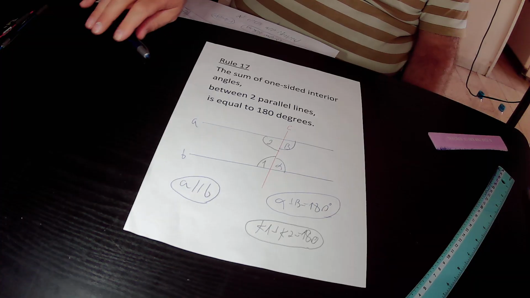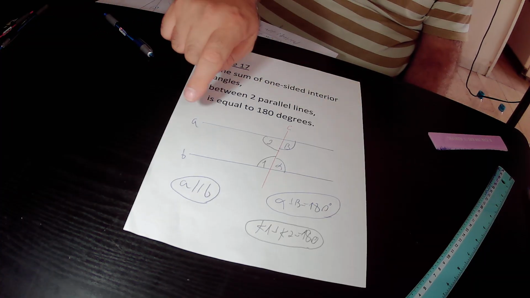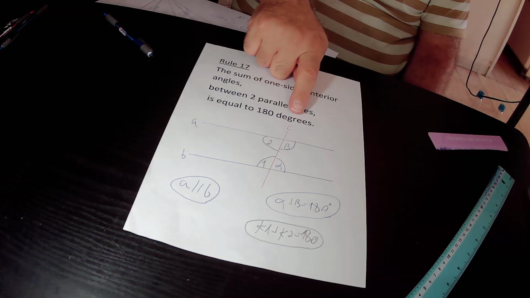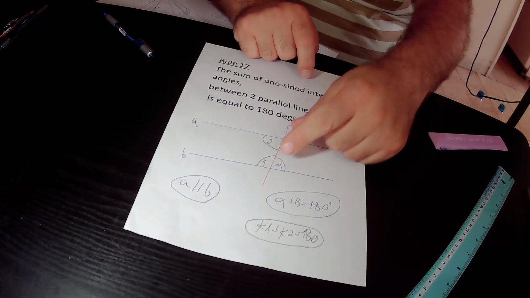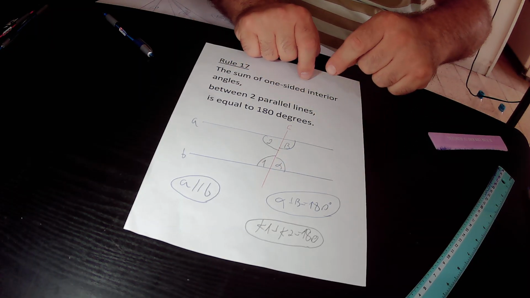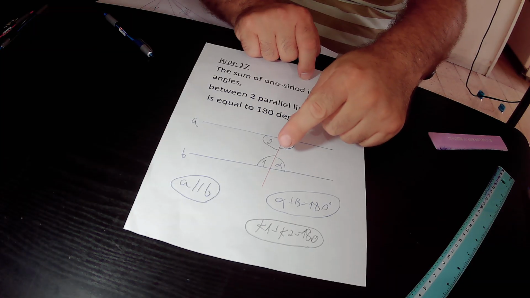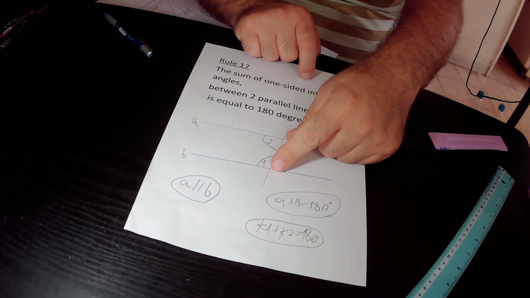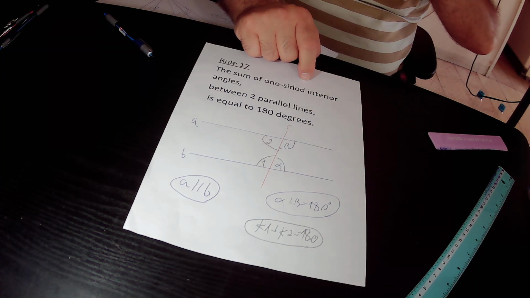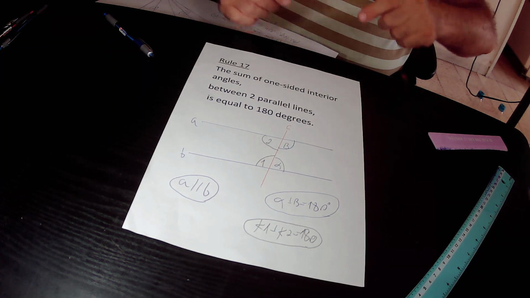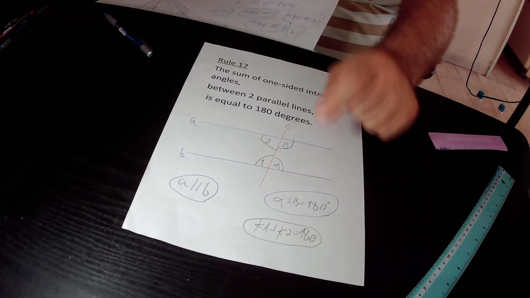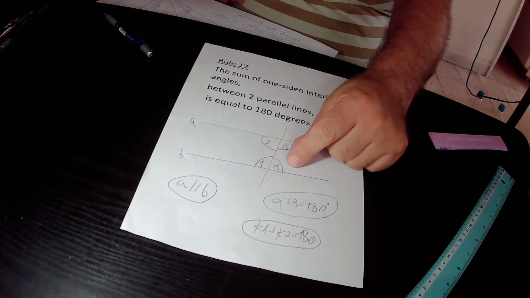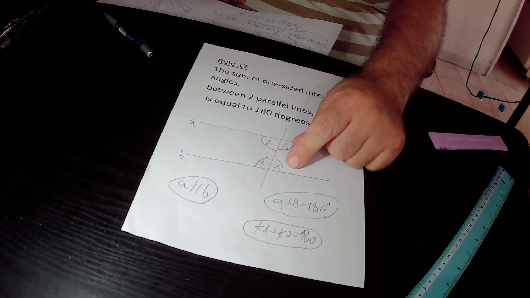So in the drawing we have line A that is parallel to line B. The red line is line C. Line C cuts the 2 lines A and B at those 2 points, and we also have here those 2 angles alpha and beta. Those 2 angles alpha and beta are defined as one-sided angles.